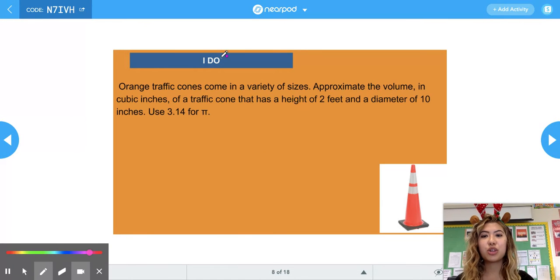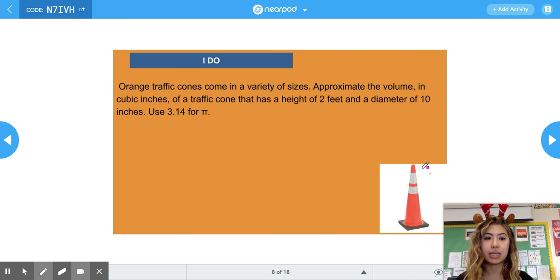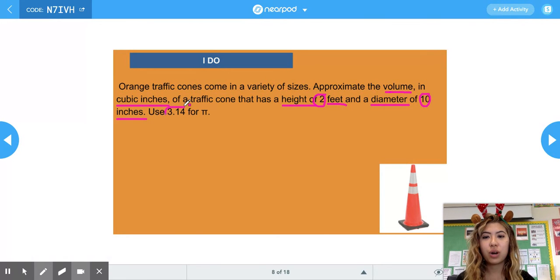This next I-do problem reads, orange traffic cones come in a variety of sizes. So this is an example or a picture of a traffic cone. We have to approximate, which is another word for estimate, the volume in cubic inches of a traffic cone that has a height of 2 feet and a diameter of 10 inches. And again, we're using 3.14 for pi.